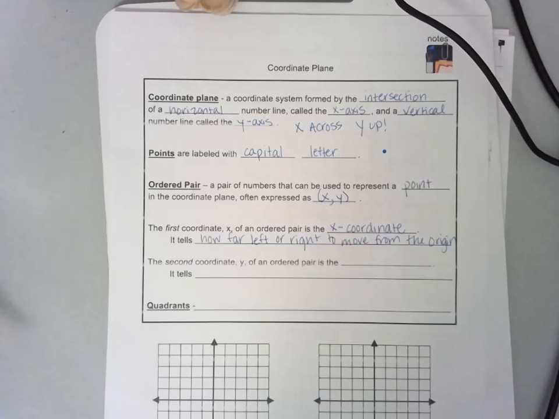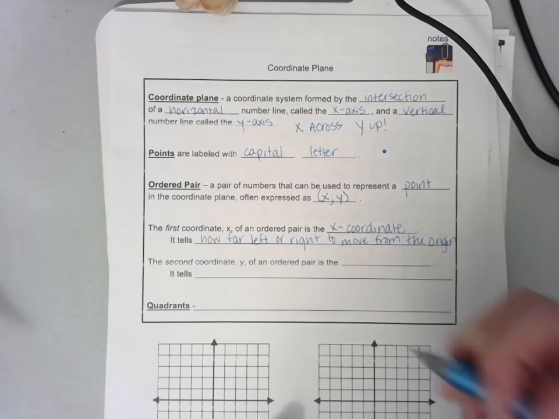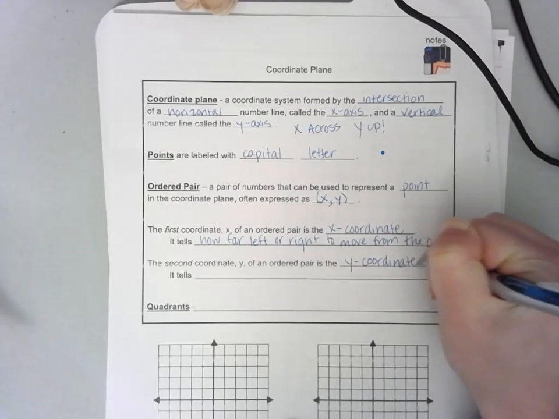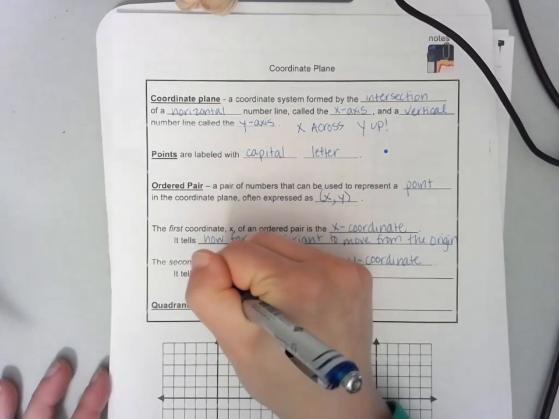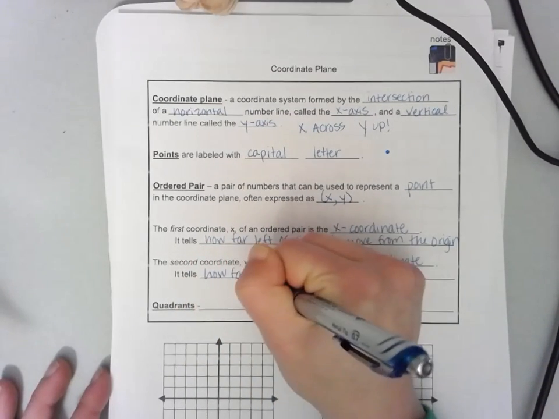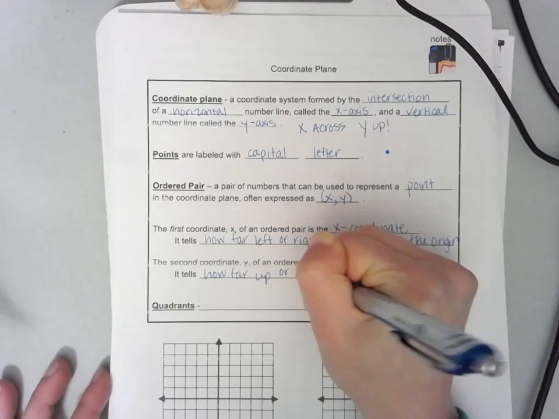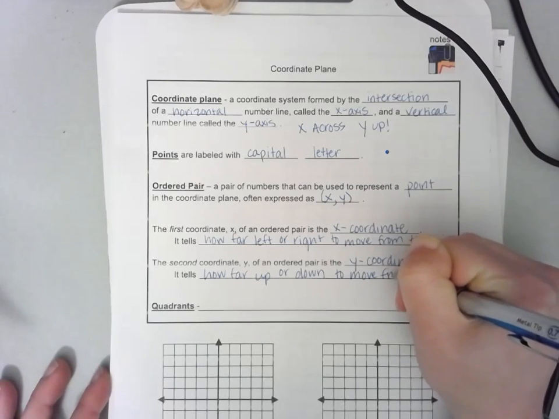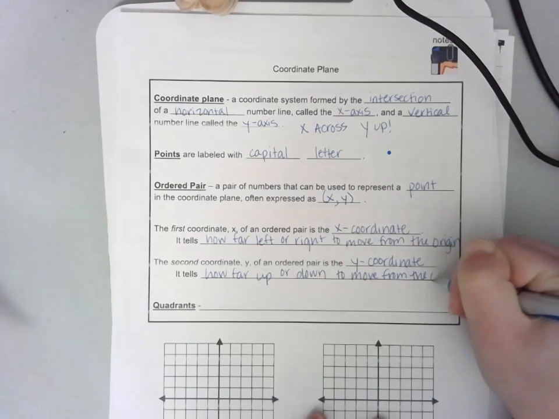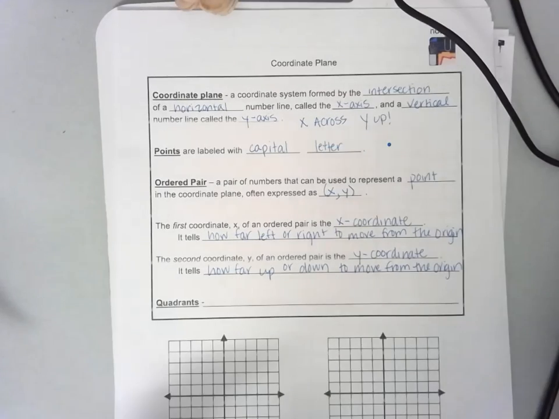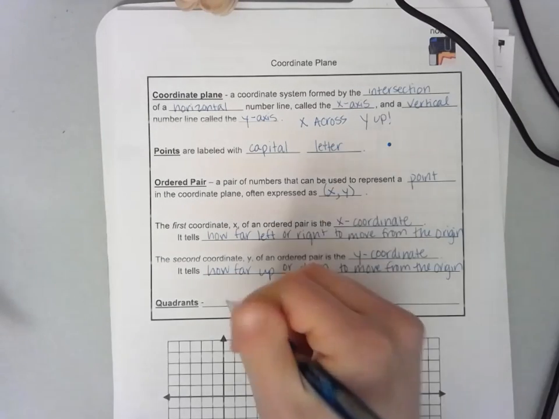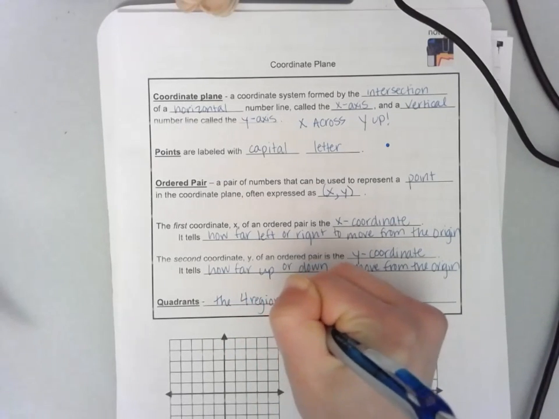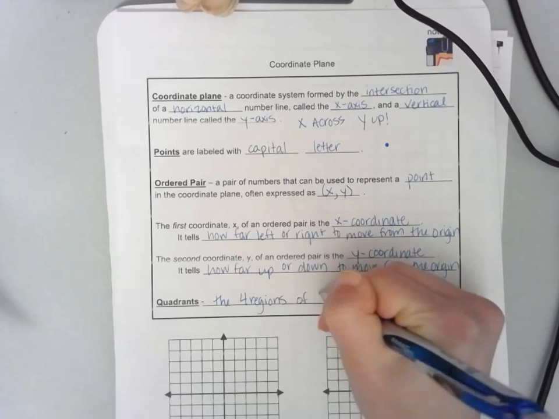And then the second coordinate, y, of an ordered pair is the y-coordinate. And that tells us how far up or down to move from the origin. And remember, the origin is 0, 0. Quadrants, there's 4 of them. So the 4 regions of the coordinate plane.